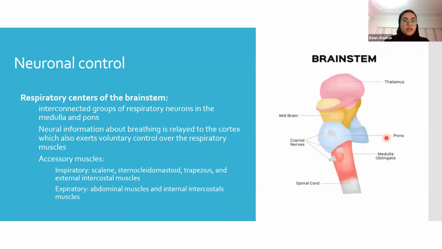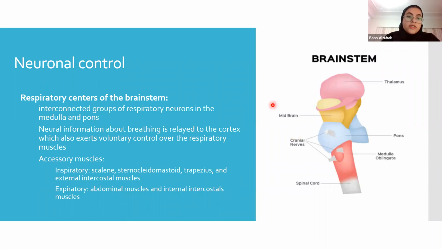So we'll start with neuronal control. We have two parts of neuronal control, the respiratory centers of the brainstem and the pulmonary reflexes. Okay, so before I start, please feel free to stop me at any time if you have any questions.